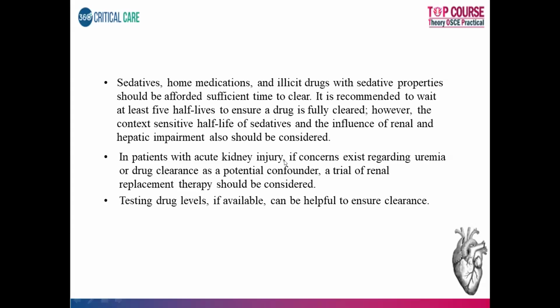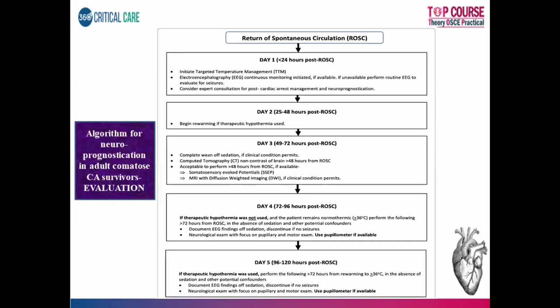So in patients with acute kidney injury, if concerns exist regarding uremia or drug clearance as a potential confounder, a trial of renal replacement therapy should be considered, and then you think of prognosticating these patients. Okay, and if drug levels are available, you have to test them to ensure the clearance. So how to evaluate these patients?